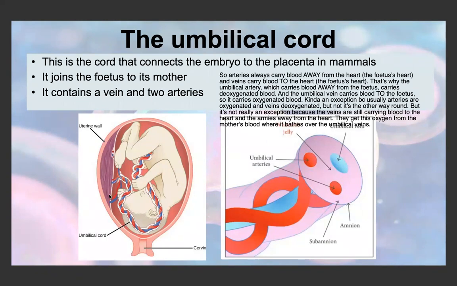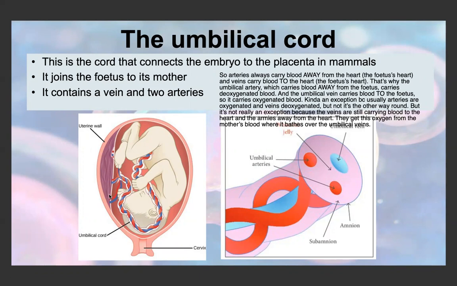One of the important things to know about this is that when we usually think about veins and arteries, we usually think about arteries being the ones that carry oxygenated blood and veins carrying deoxygenated blood. This is the other way around in the fetus, for the umbilical artery and vein.